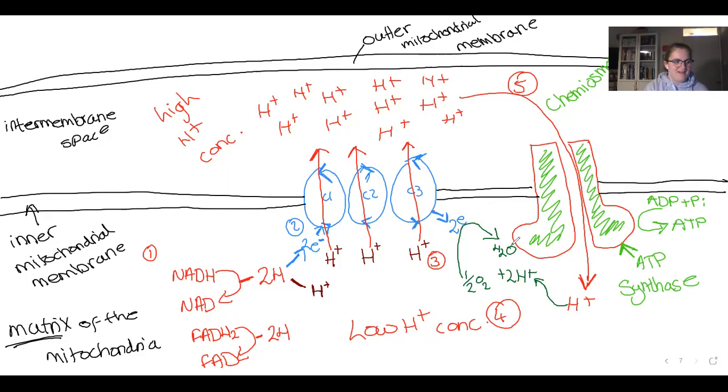So the final little bits about this. 32 ATP molecules can be made from one glucose molecule. So let's actually have a look at this and look at where each ATP is being made. I'm going to come back to this image in a second. So quick overview of this stage, which obviously is oxidative phosphorylation.